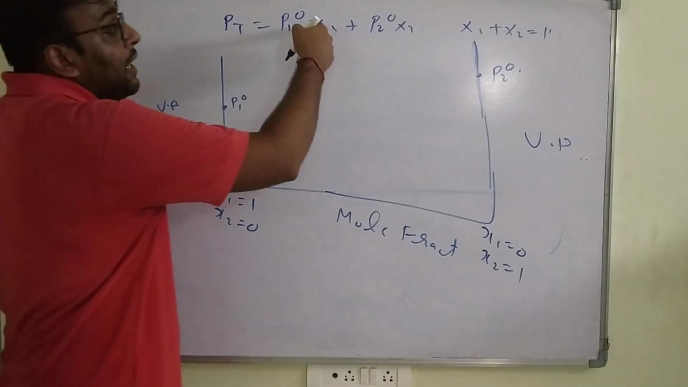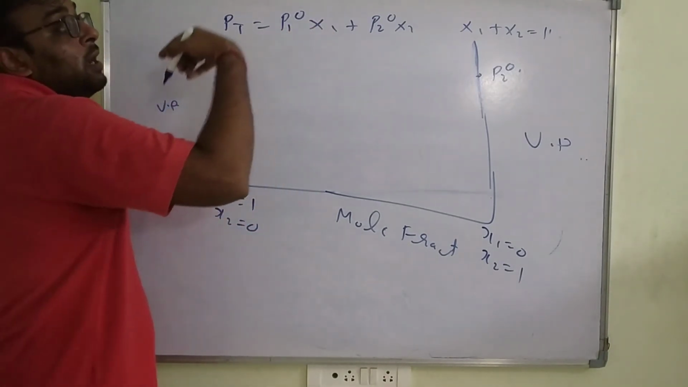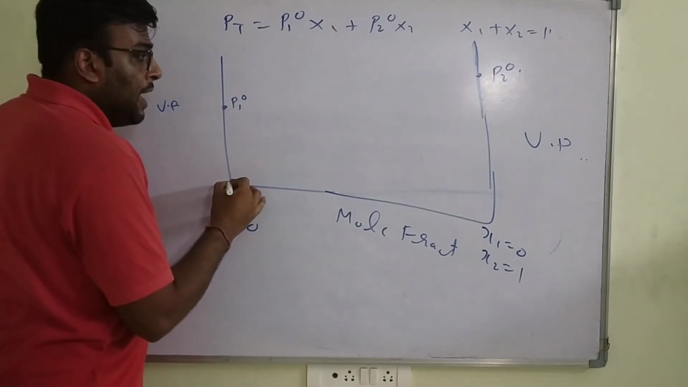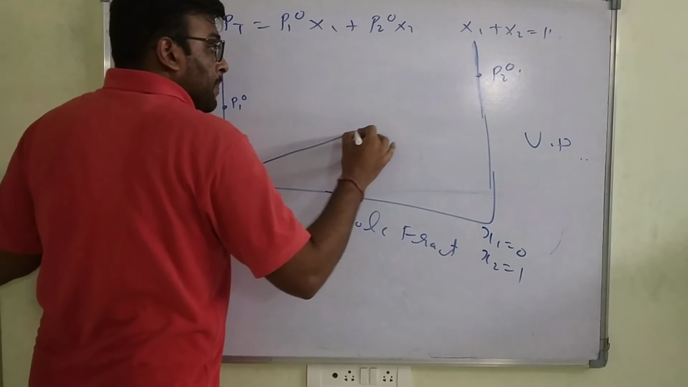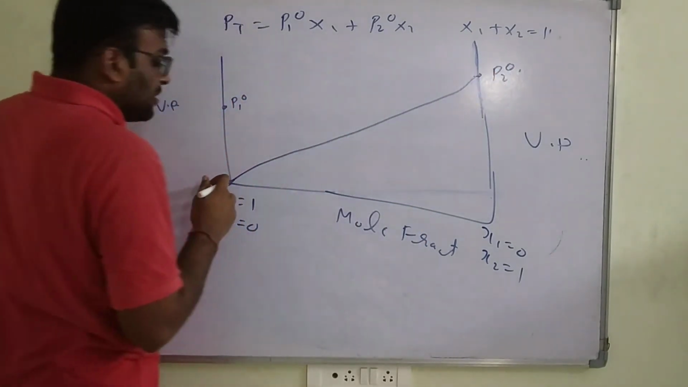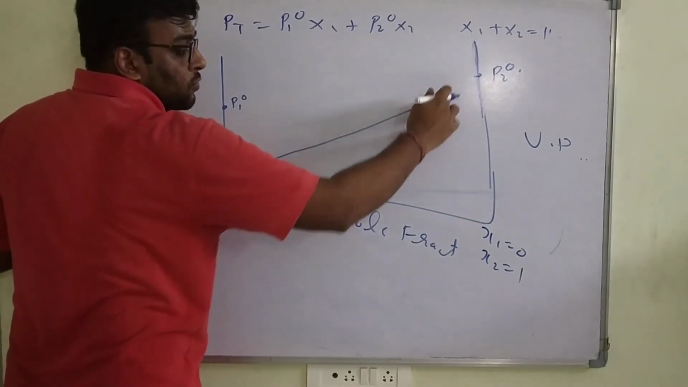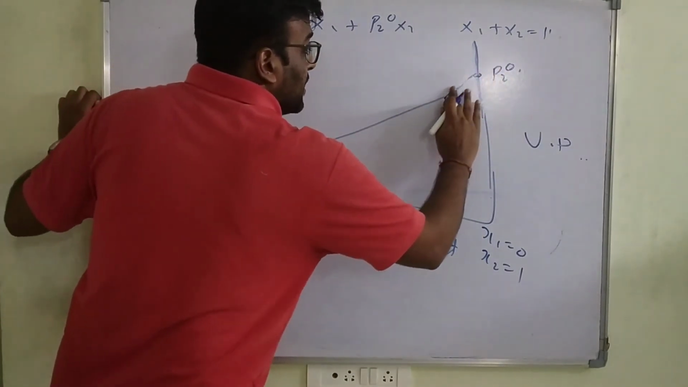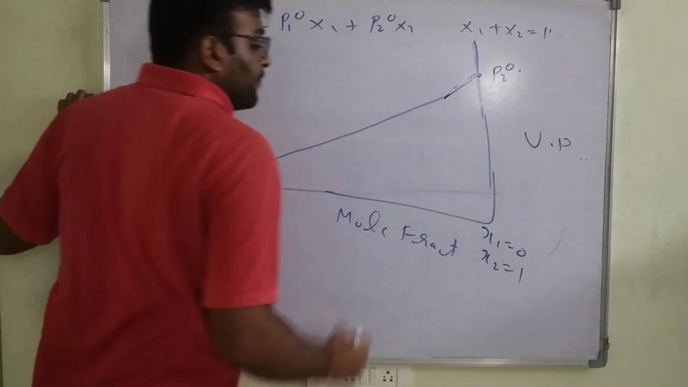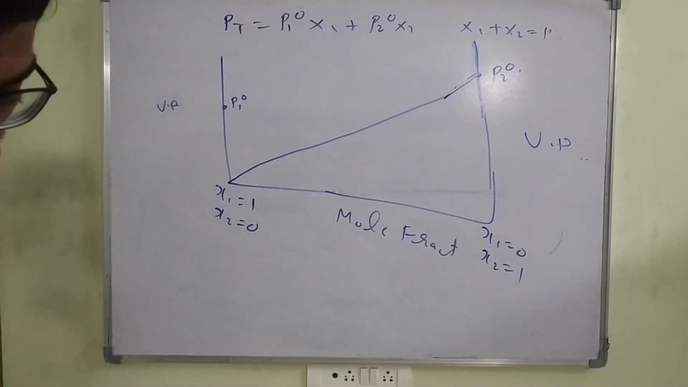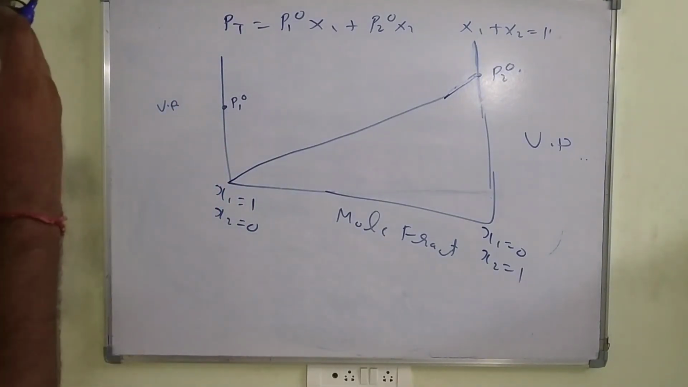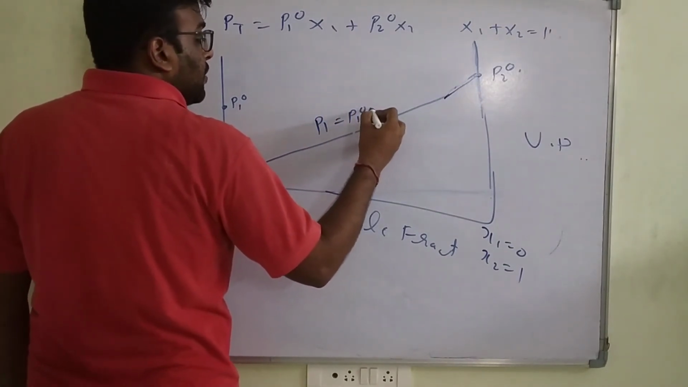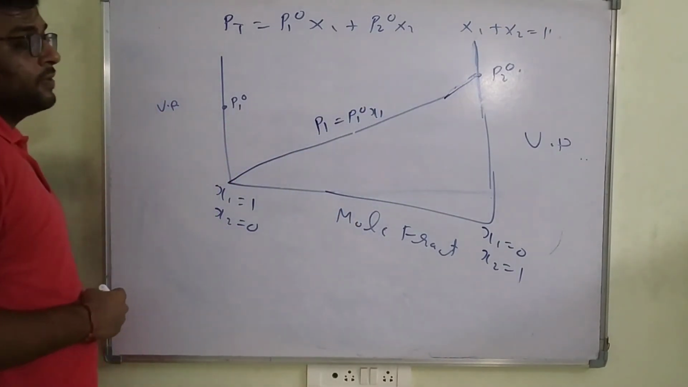As x1 decreases, it goes to that side. As it decreases, the P2 value increases. As x1 moves towards 0 over here, it decreases. You can't say this increases. Let me make a straight line over here. Are you getting my point? What I am trying to say is, this value is P1. P1 is equal to P1 naught x1. It relates in this way.